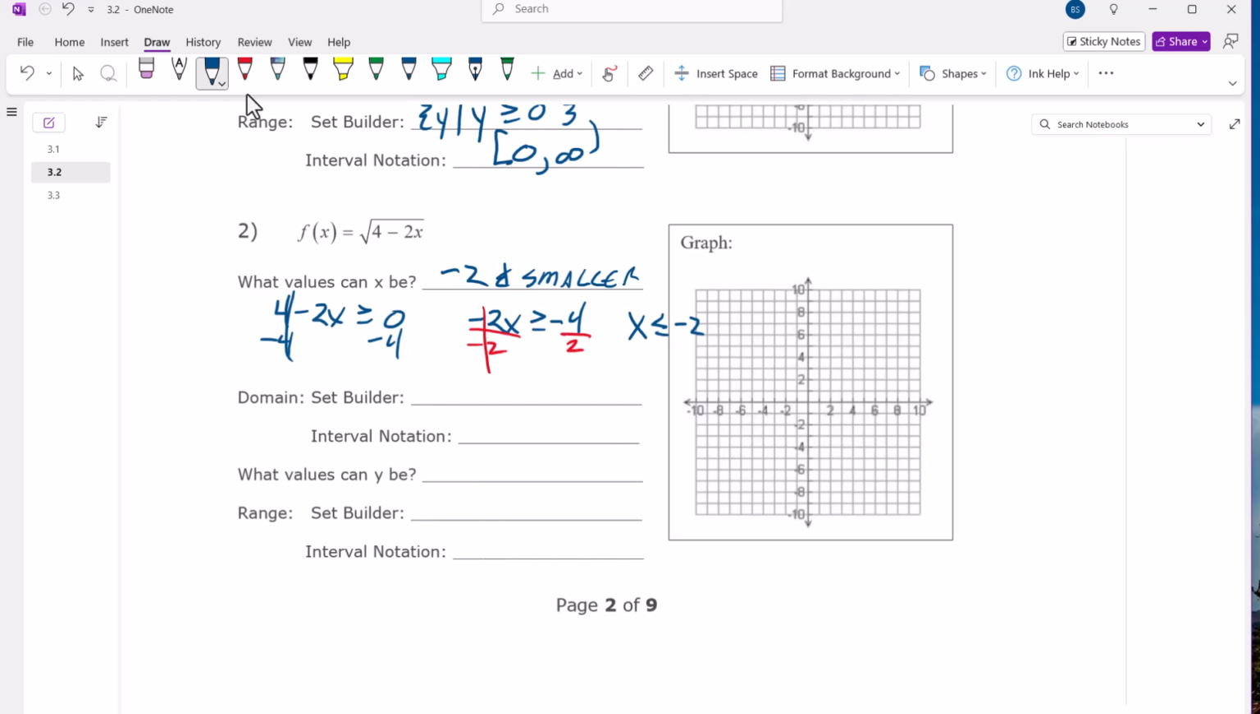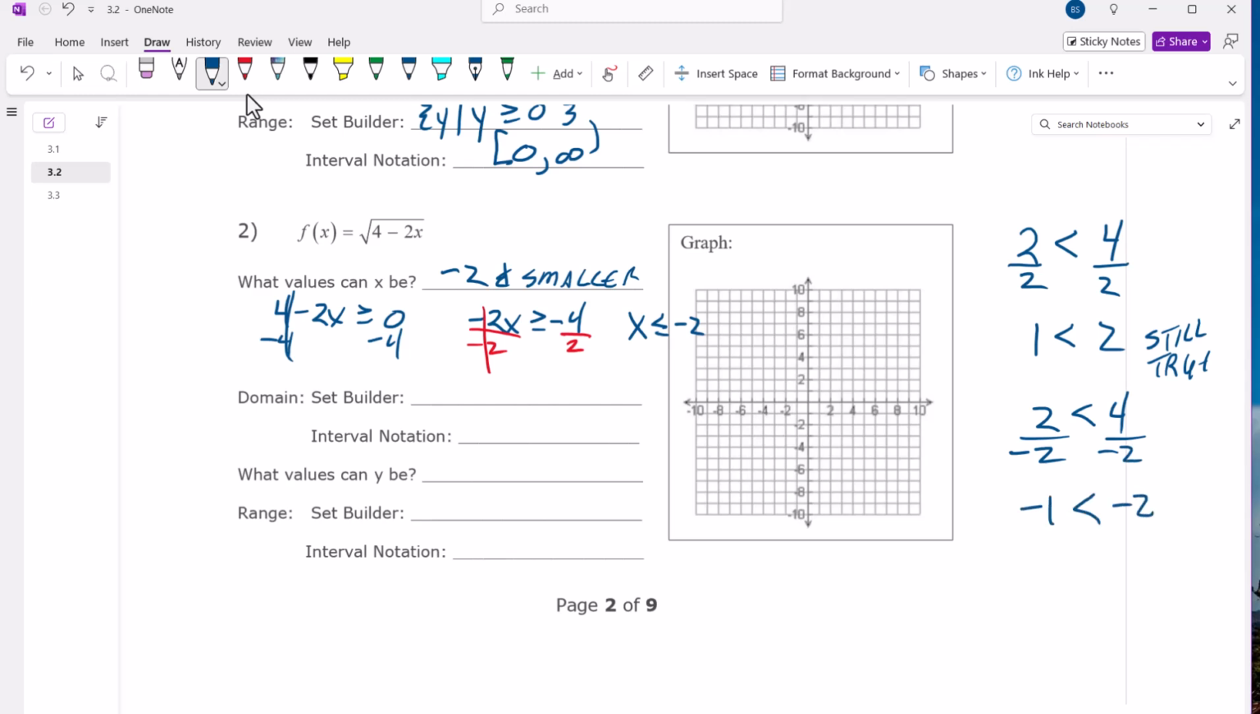And let me explain why you switch the inequality symbol. It's something you've learned before, but if you have something that's true, for instance, that 2 is less than 4, if I divide by a positive number, we'll notice that that is still true. But if I start over again and I divide by a negative number, like -2, look what happens. I get -1, I get -2. That's not true anymore. Actually, -1 is bigger than -2. So that's why you have to switch the sign when you divide by a negative.